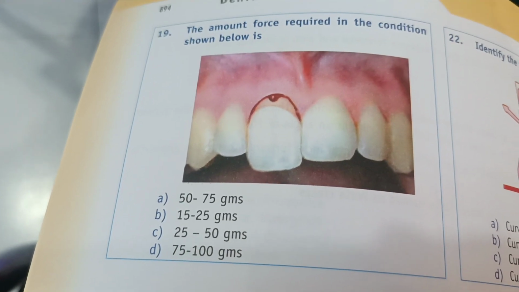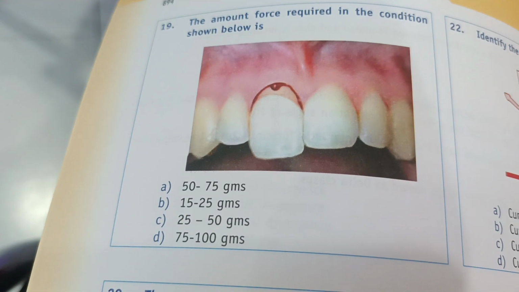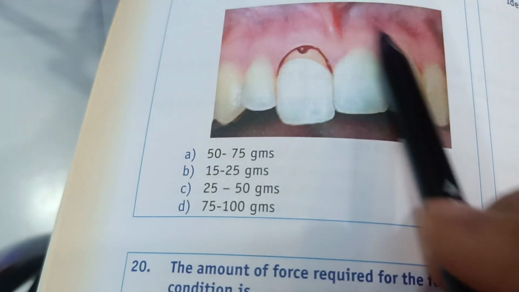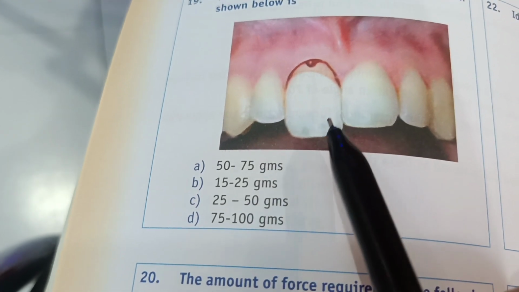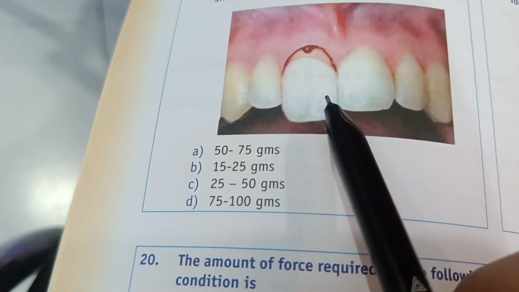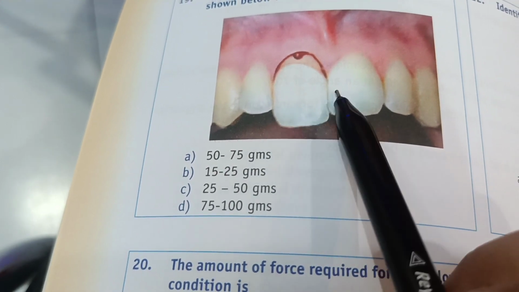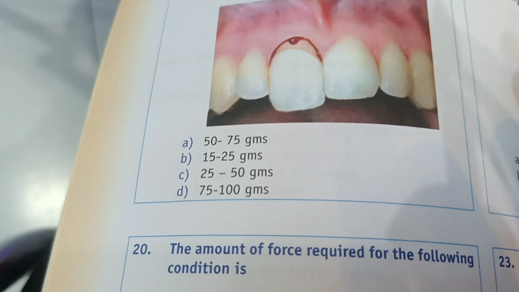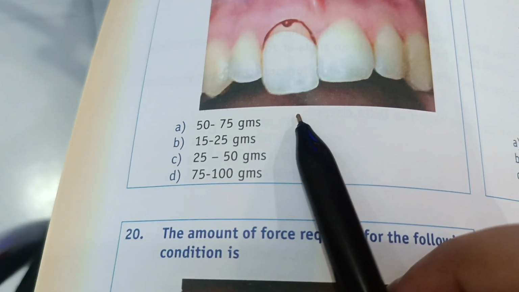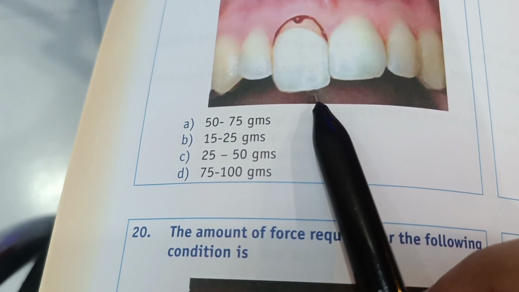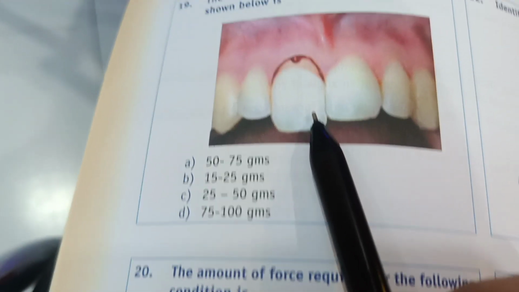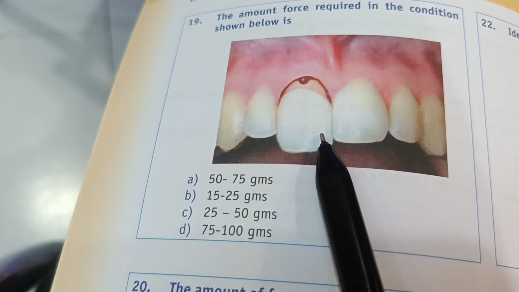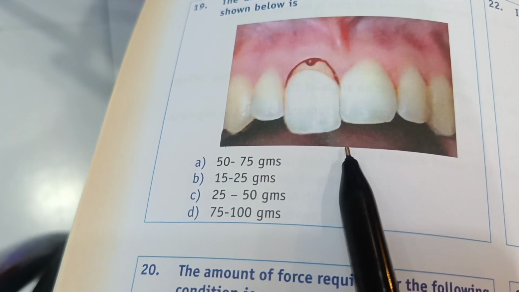The amount of force required in the condition shown below is, okay. So what do you think the condition is here? This is an upper central incisor and it is a little bit extruded compared to the adjacent teeth, right? So there is an extrusion case of the central incisor seen here. The question is the amount of force required in the condition shown below. So what kind of force is required here?